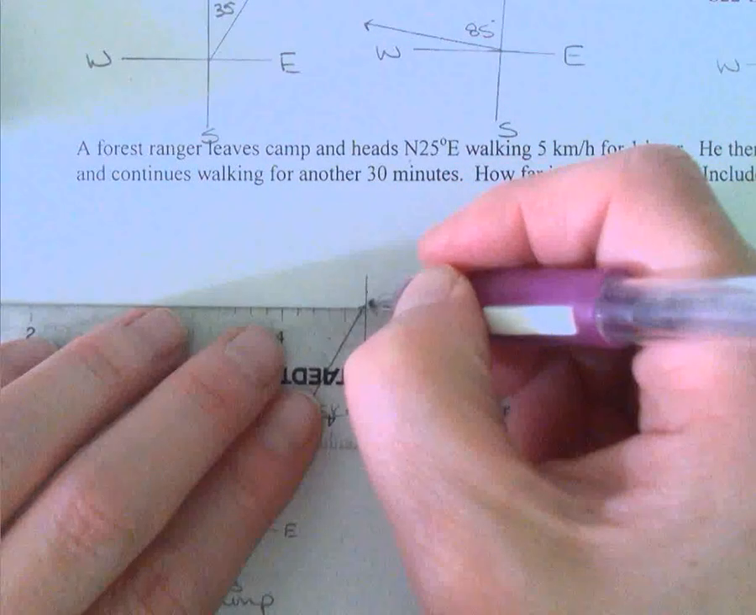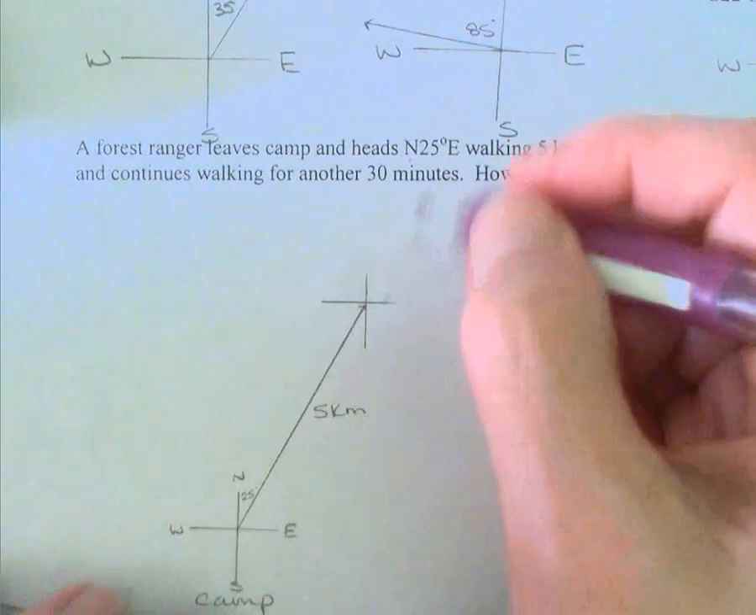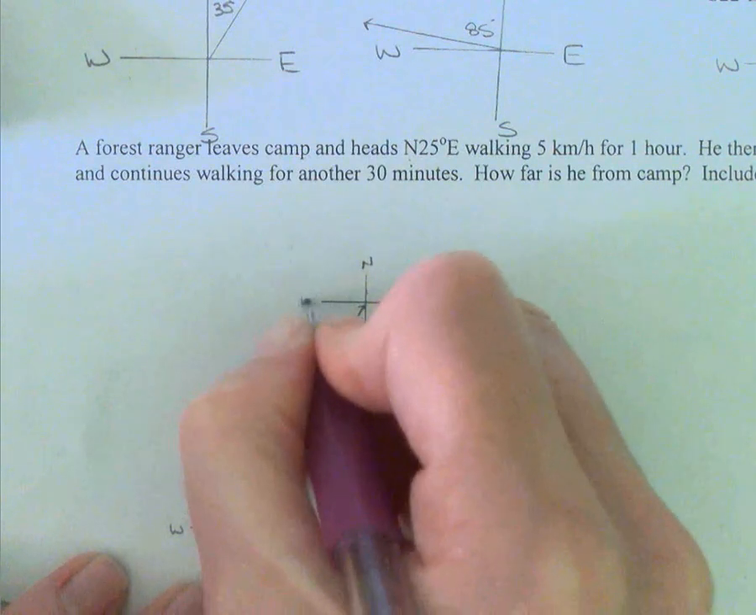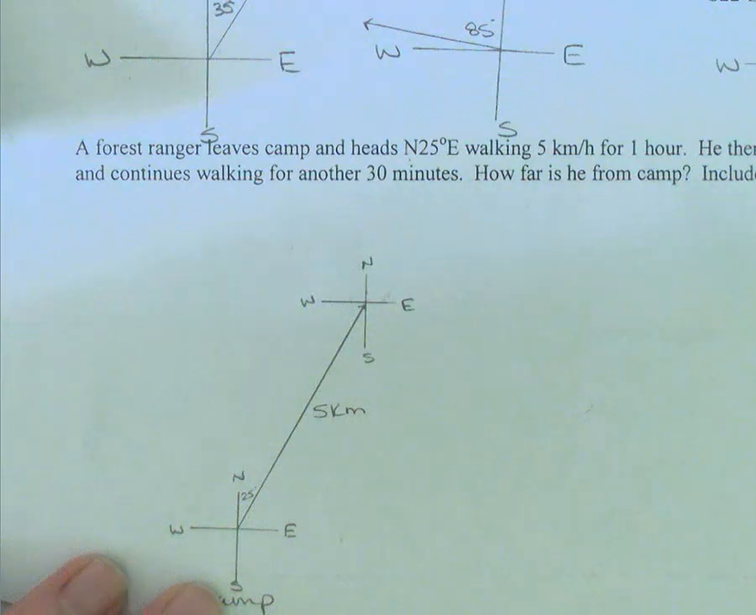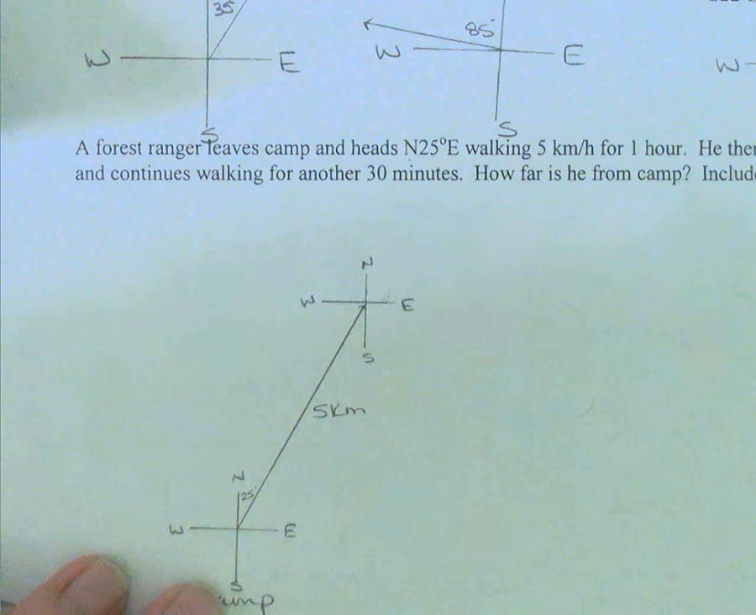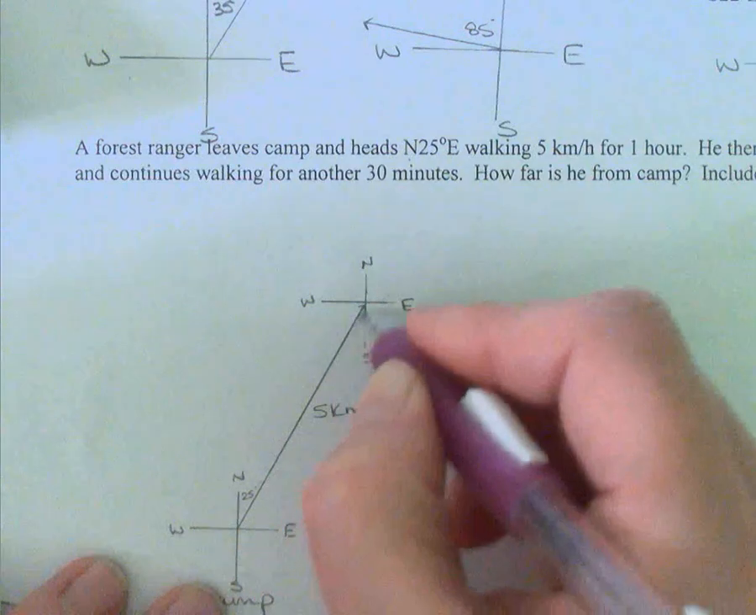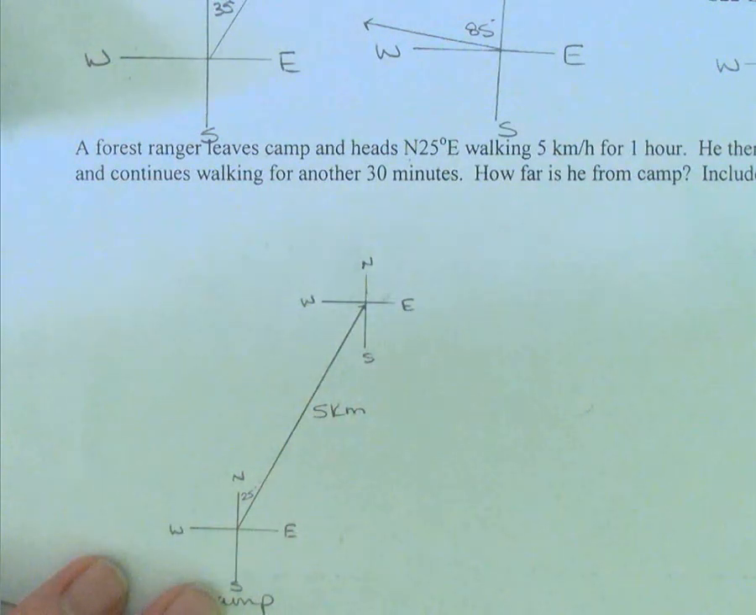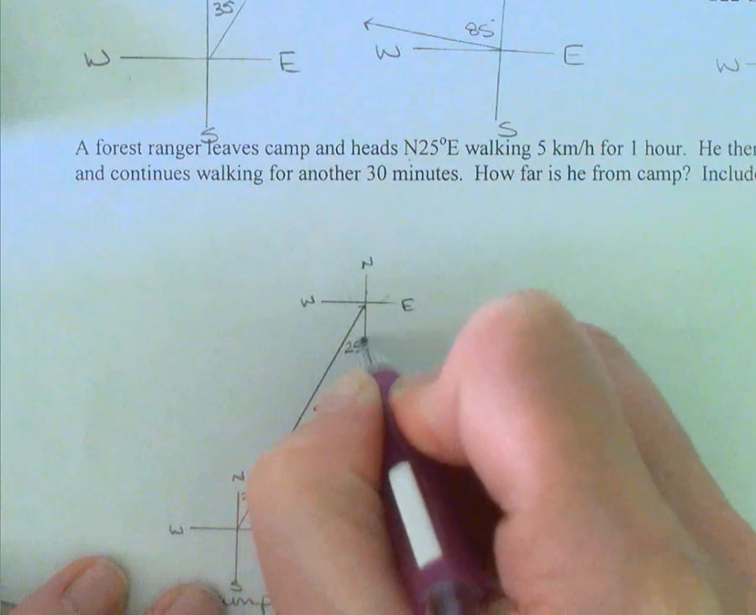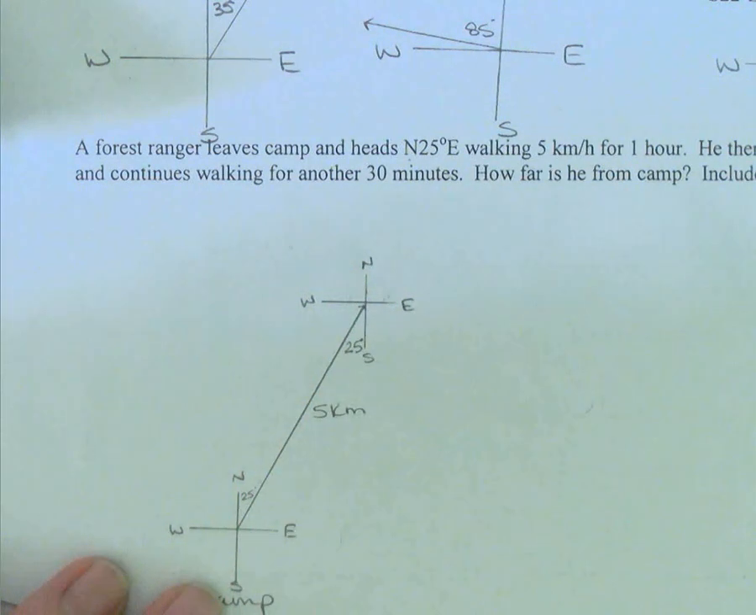I'm going to draw another compass right over this. So this again is north, south, east, west. This measurement here is also 25 degrees. Because if I use the Z pattern, back when I learned it in grade 9, this is parallel to this, which means this is also 25 degrees.